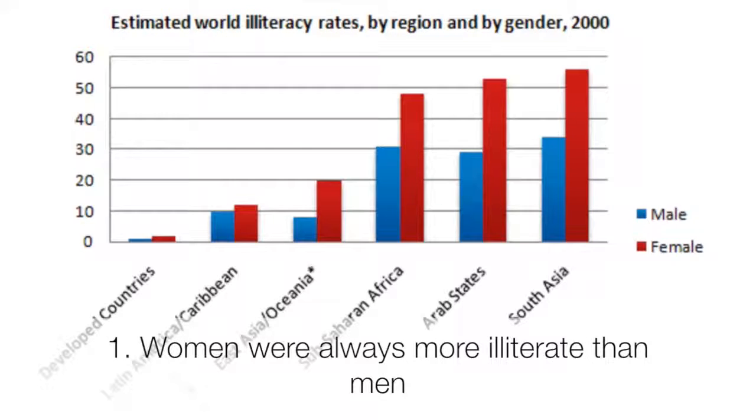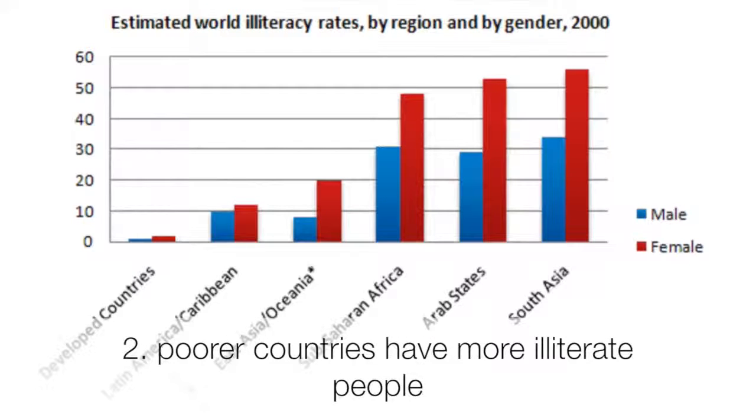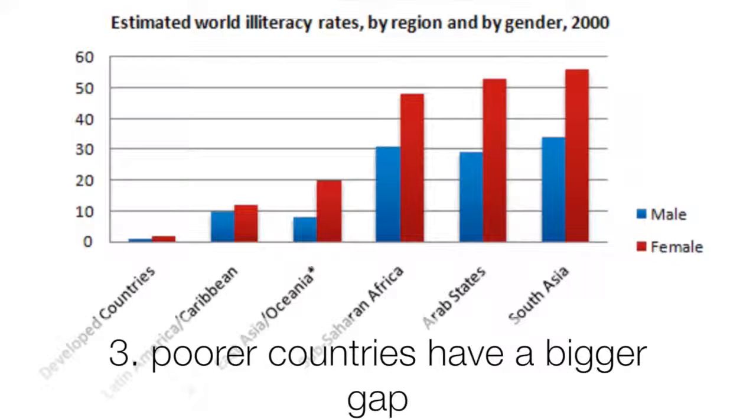Well, we do notice that women were always more illiterate. But you notice some other things. We notice there's a connection between illiteracy and wealth. That's something we could mention. And finally, this is a bit trickier, you notice that the gap between them also changes. So in these countries here, the gap is quite small, and then suddenly the gap gets huge.